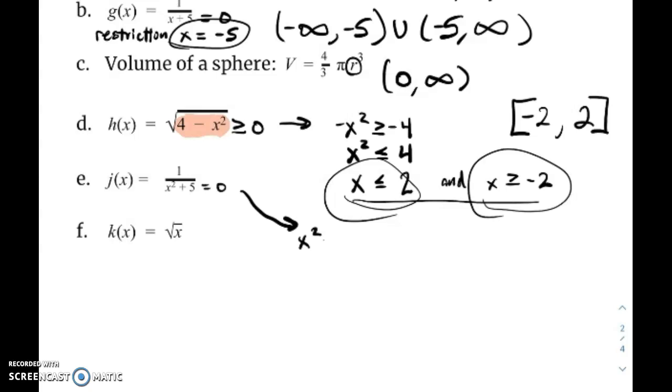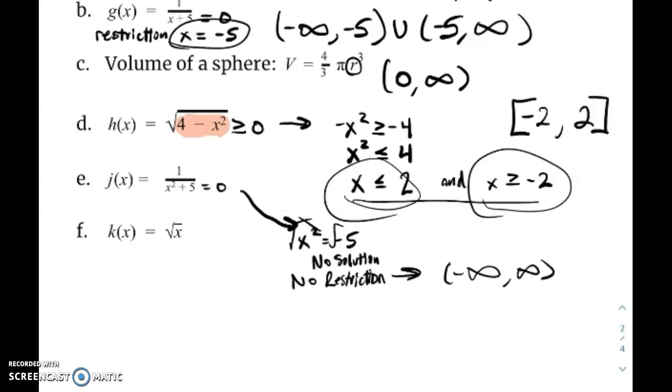So we're going to subtract 5 over to the 0. We're going to take the square root of both sides. And then we're going to see that you have a square root of a negative. So if that gives you no solution, then there's no restriction. If there's no number that's going to give you 0 down there, then there's no restriction. And if there's no restriction, then you have all real numbers as your domain. So -infinity to infinity would be your domain for E.